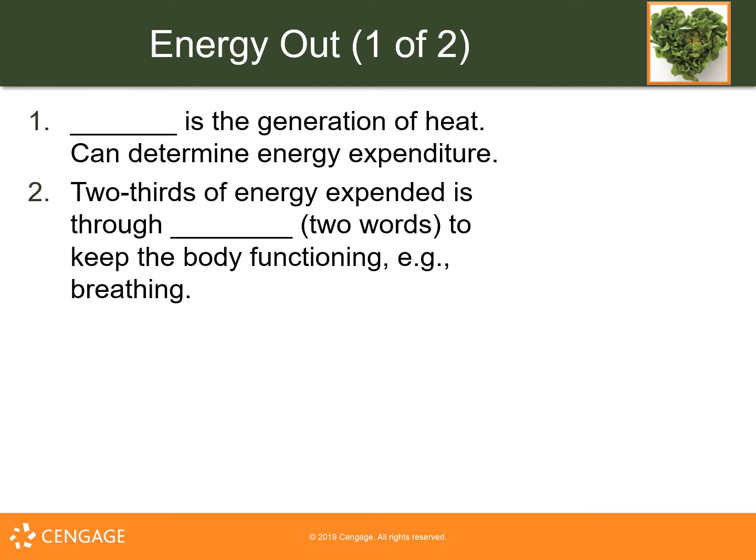Energy in, slide 1 of 2. Thermogenesis is the generation of heat. It can determine energy expenditure. 2/3 of energy expended is through basal metabolism to keep the body functioning, for example, breathing. The rate at which the body expends the energy to keep the body functioning is the basal metabolic rate, also known as BMR.